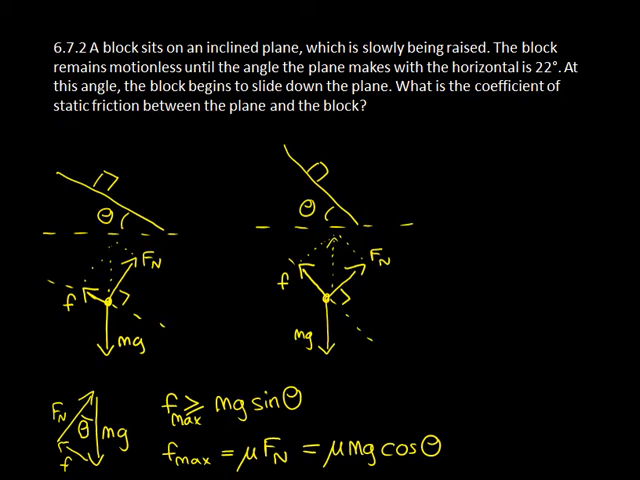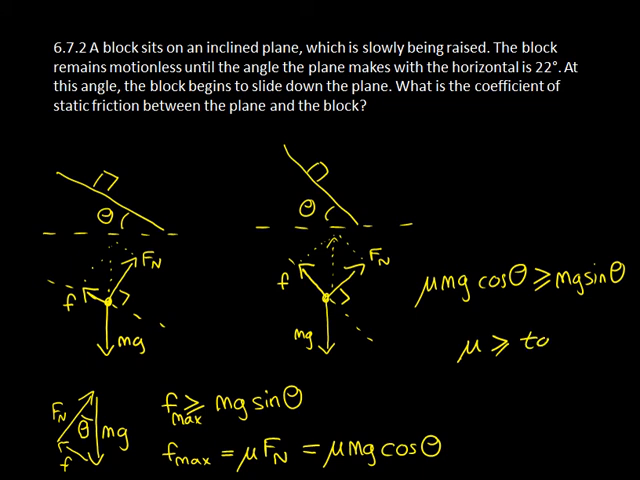So putting all that together, mu mg cosine of the angle has got to be greater than or equal to mg sine of the angle. And this is where algebra makes things beautifully simple if you can just stick with it, because m and g all disappear. And this simplifies to the coefficient of friction has got to be greater than or equal to the tangent of the angle. And there you are.